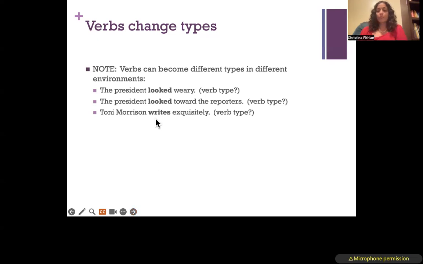Now here again, we have the verb writes. Toni Morrison writes exquisitely. In this case, exquisitely looks like an adverb. And the only thing that can take an adverb immediately after it is a VI. So we can say Toni Morrison writes, period. How does Toni Morrison write? The answer, exquisitely. So exquisitely is a true adverb. It's just telling us about how Toni Morrison writes. But in this case, we've got a VI.